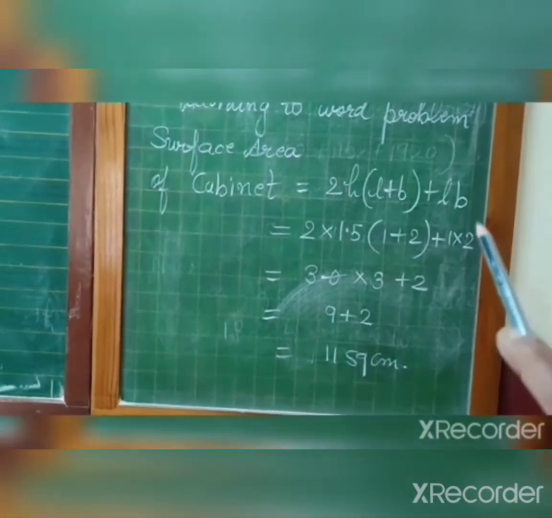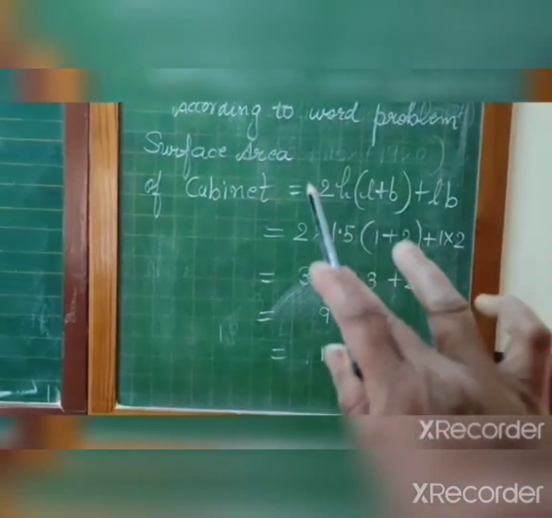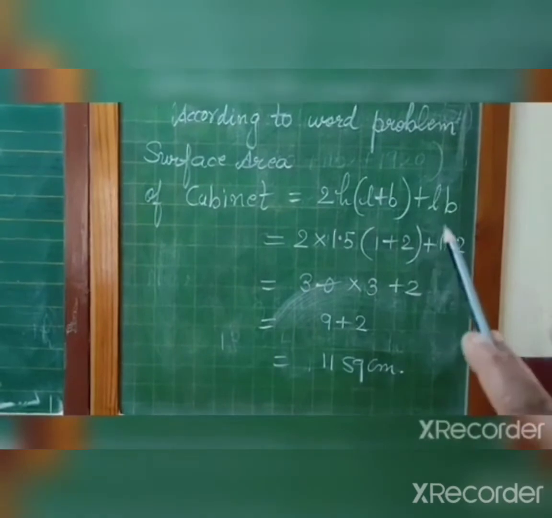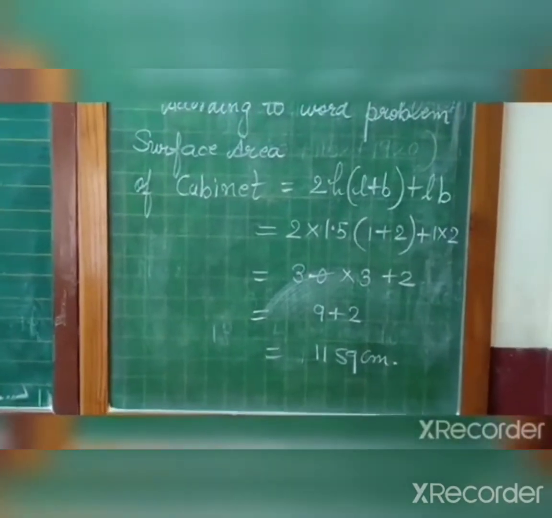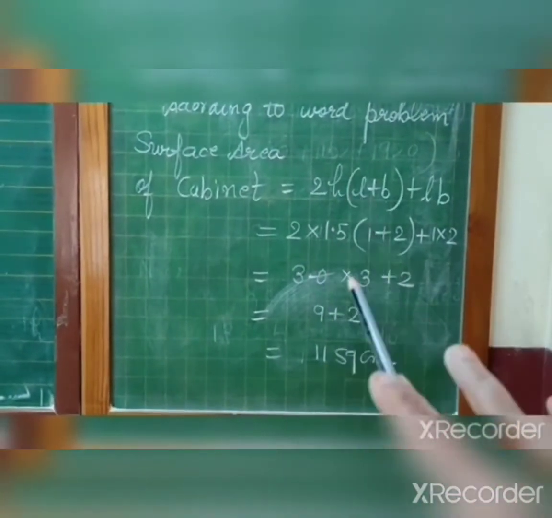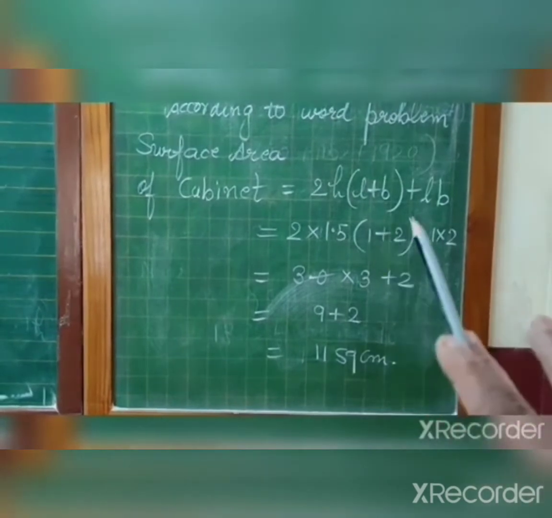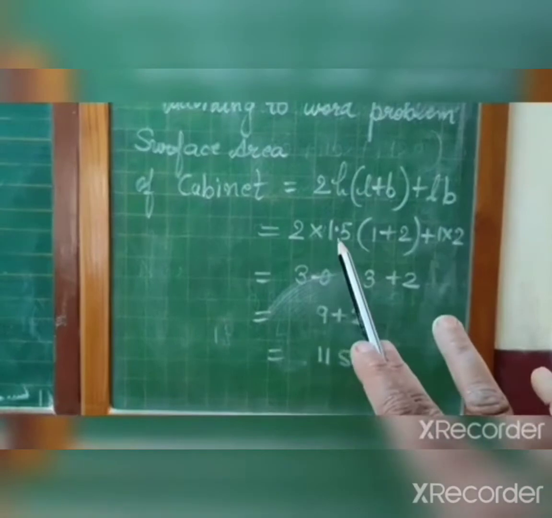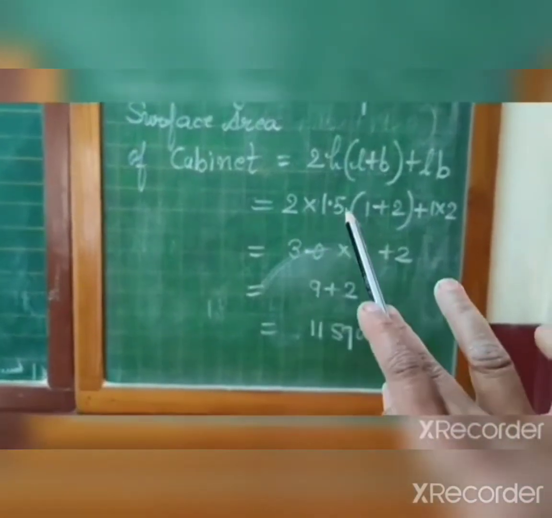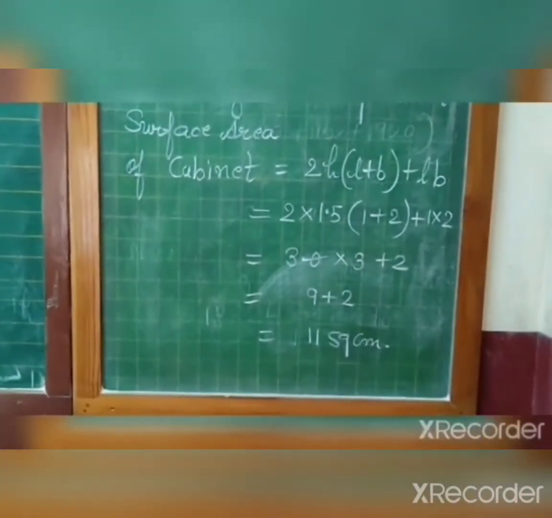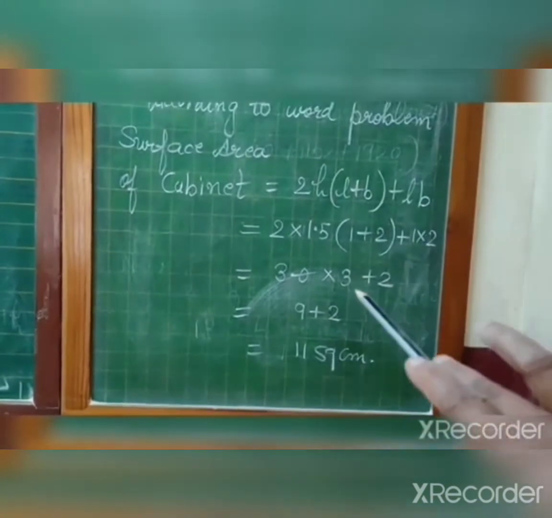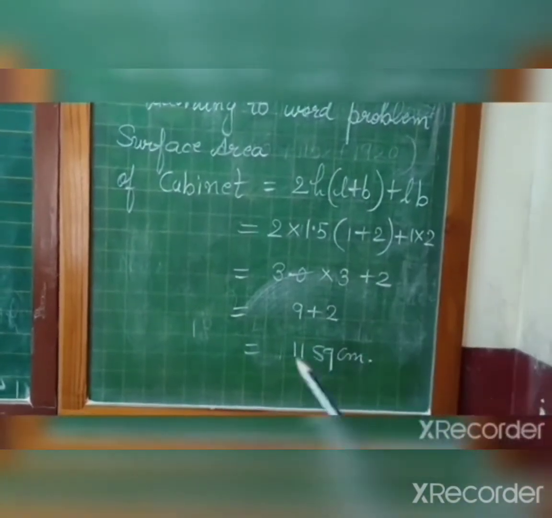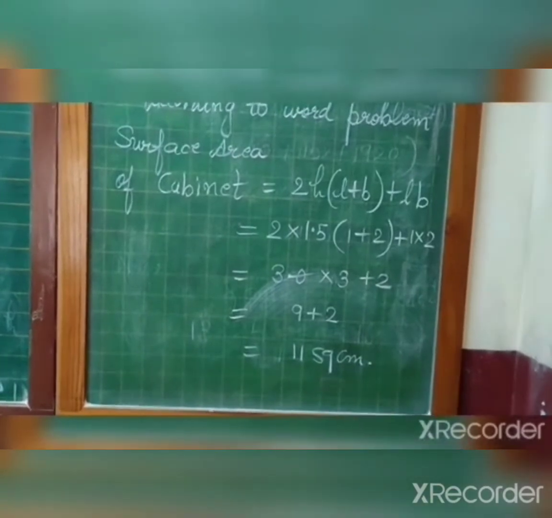So for top, length into breadth, and this is the lateral surface. So 2h(l plus b) plus l into b for top. So 2 into 1.5 into (l plus b), that means 1 plus 2, plus 1 into 2. Okay. So 15 2s are 30, and before 1 digit we will put decimal, plus 2, 1s are 2, 3 3s are 9, plus 2, 11 square centimeter.